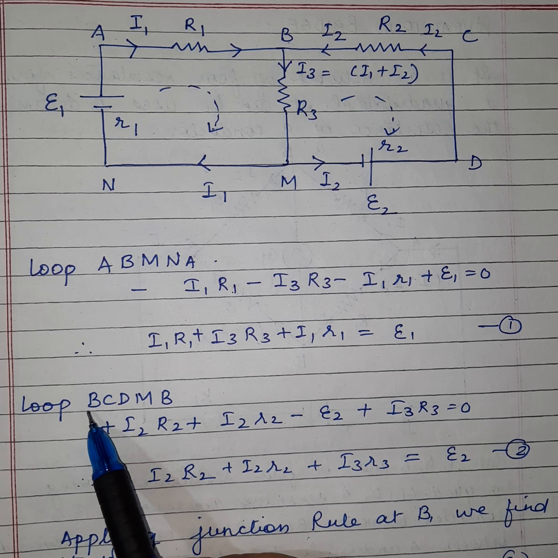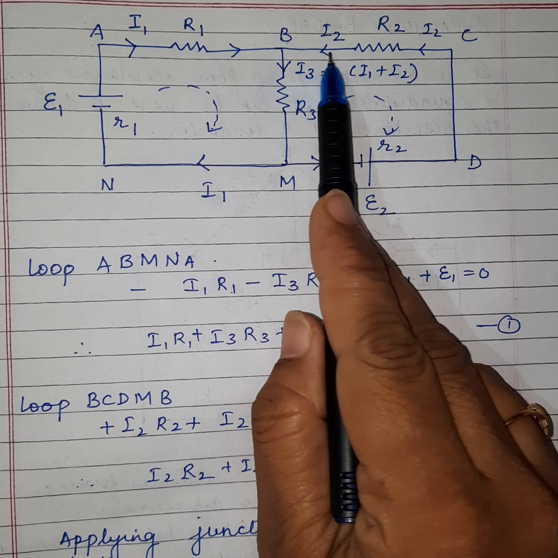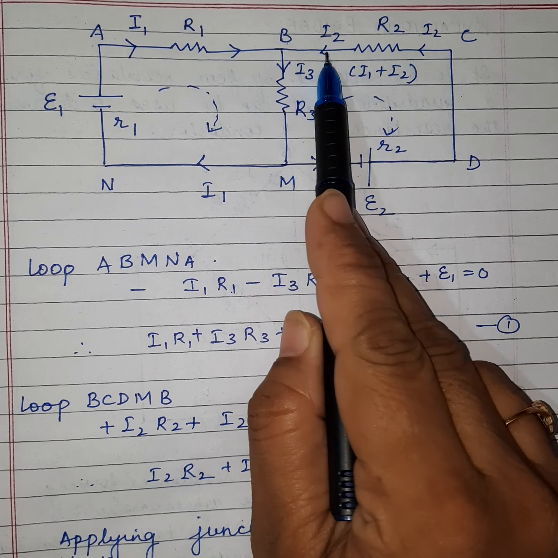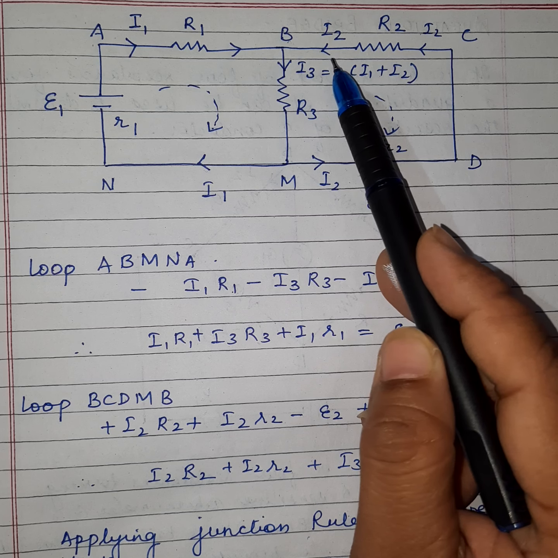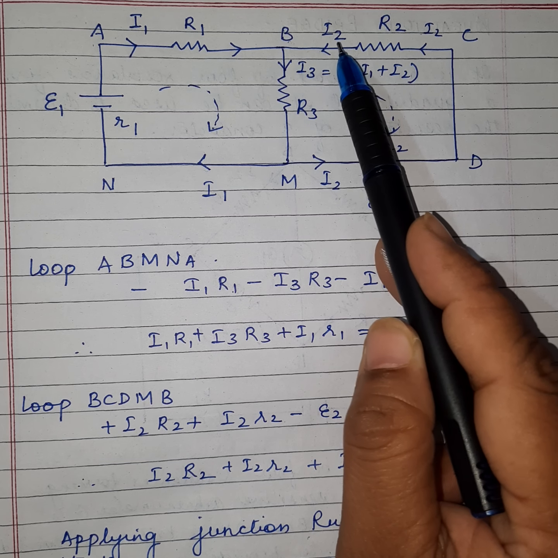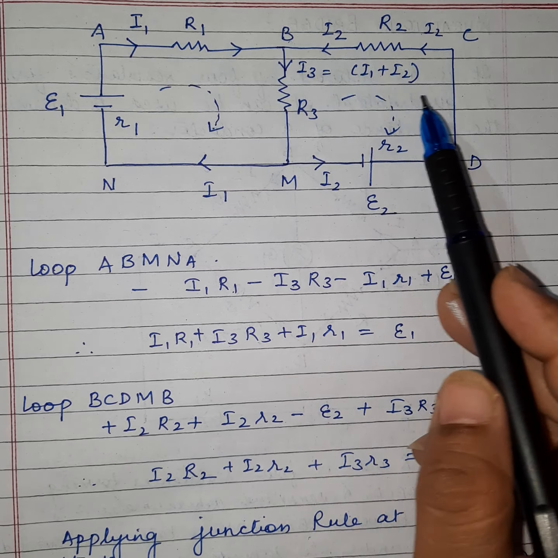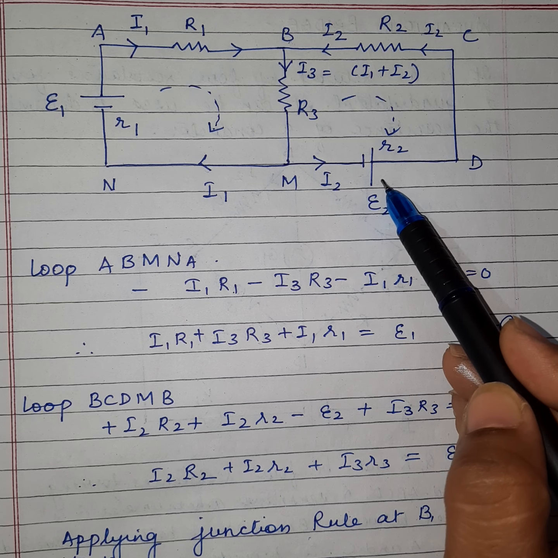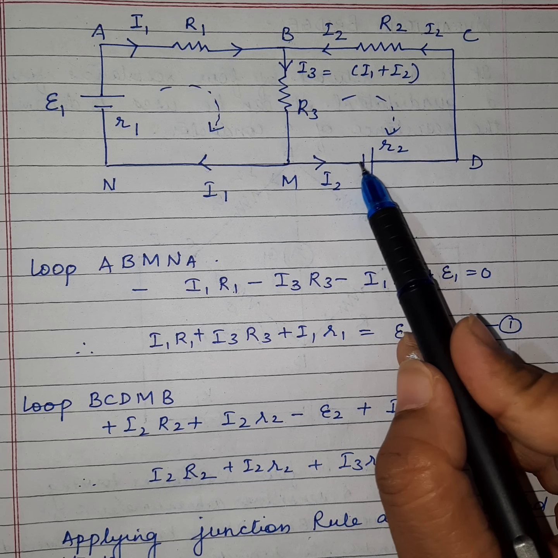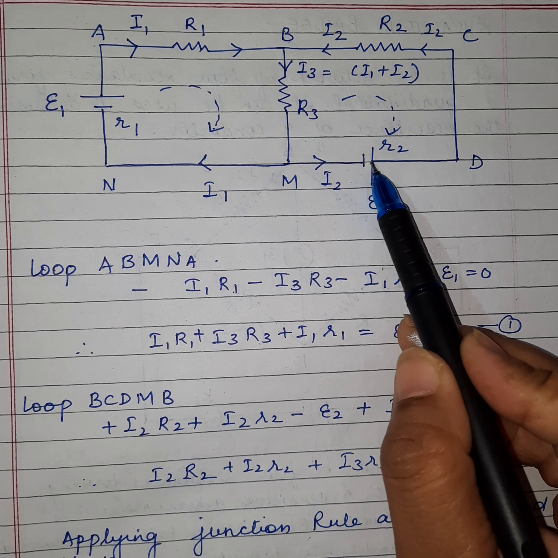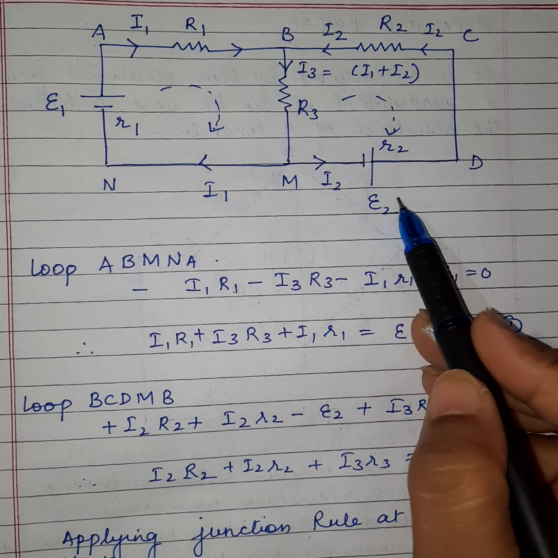Next is loop BCDMB. Here, moving from B to C, the direction of current is opposite to the direction in which we are traversing, so we take the products of current and resistances to be positive. So it will be plus I2 R2, plus I2 r2, and for the cell we are moving from positive to negative for potential, so this will be negative, so minus epsilon 2.